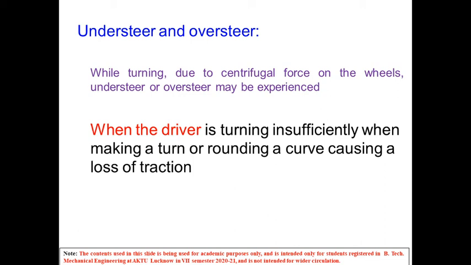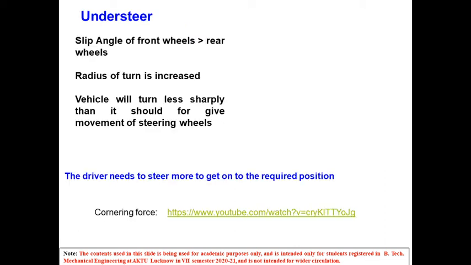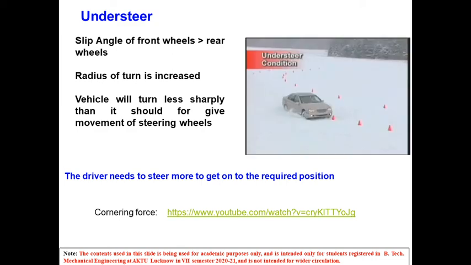While turning, due to centrifugal force on the wheels, understeer or oversteer may be experienced. So we'll understand the understeer condition. This is when the slip angle of the front wheels is more than the slip angle of the rear wheels. From this figure we can see, if this condition persists, what will happen? The radius of the turn that is intended to be obtained is increased.